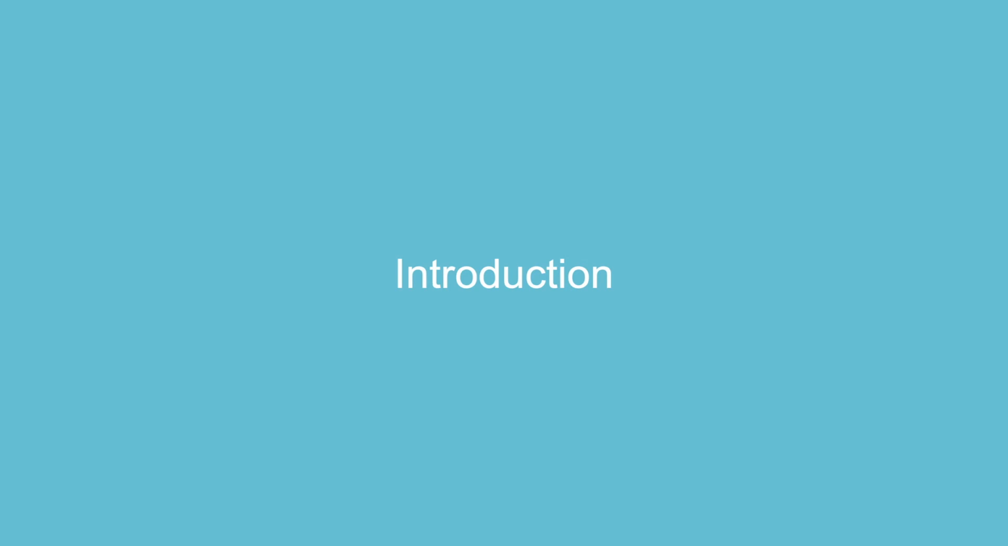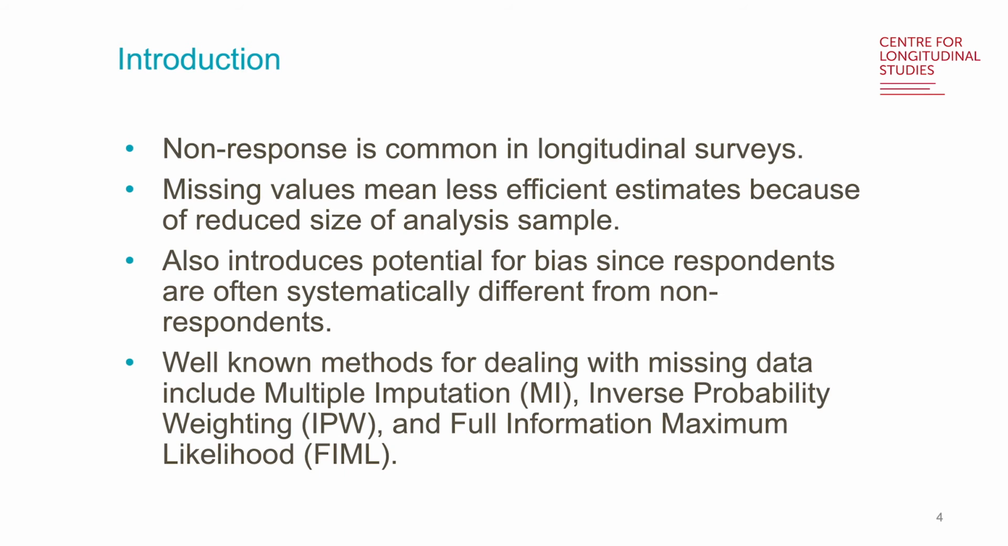So, as I'm sure many of you are aware, non-response is common in longitudinal surveys. That's a general statement, nothing specific to web surveys or to COVID-19, though of course these sorts of factors will affect the level of response. When you have non-response, you have a reduced analytical sample, and therefore your analyses will be less efficient. The symptoms of this are usually wider confidence intervals and larger p-values. But non-response can also introduce the potential for bias, since respondents will often be systematically different from non-respondents.